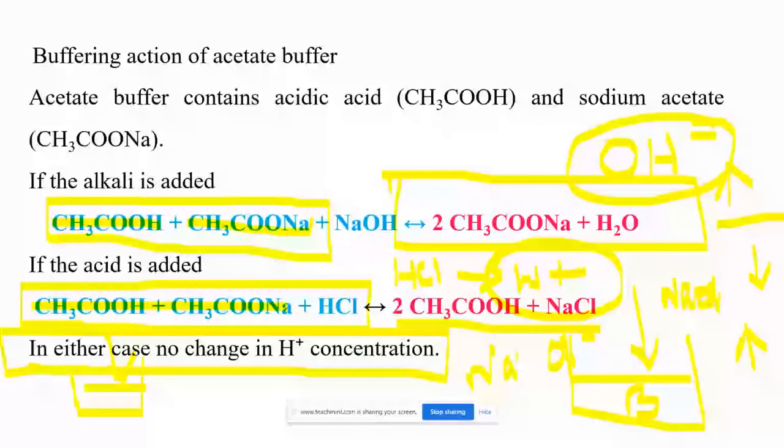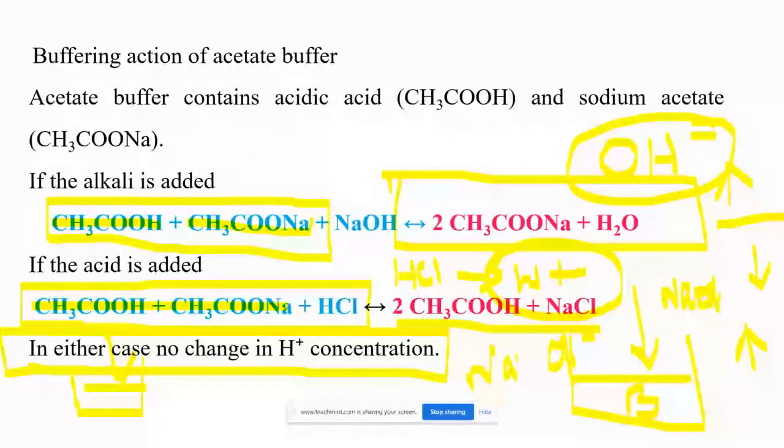It is very simple. You just write it as a reaction. If it is an acetate buffer, what are the constituents of the acetate buffer? Acetic acid and sodium acetate. With that you are adding sodium hydroxide. So acetic acid plus sodium hydroxide, sodium acetate plus sodium hydroxide. Then if you write the reaction, we get 2 molecules of sodium acetate plus water. So there is no OH minus ion or H plus ion.